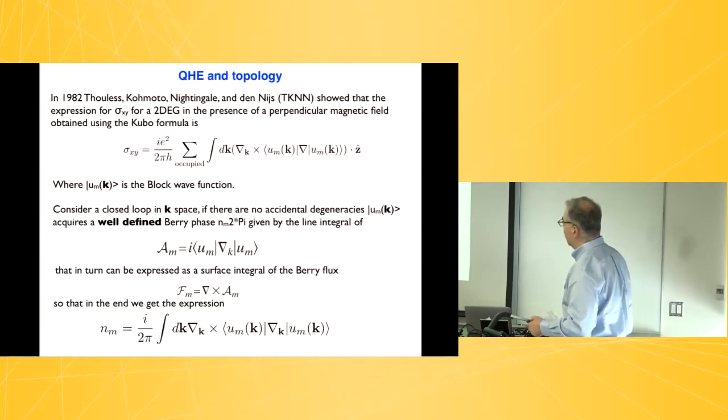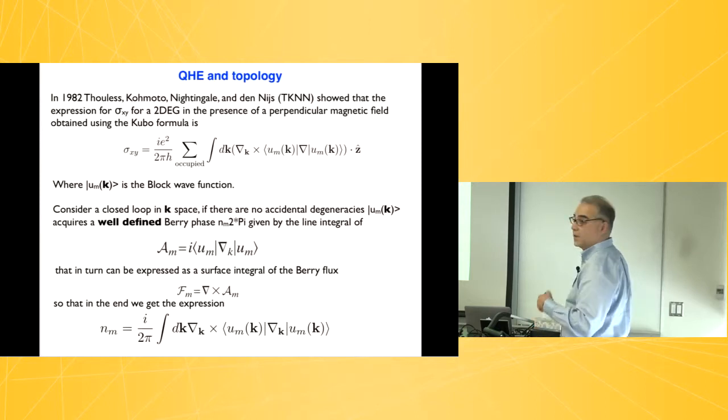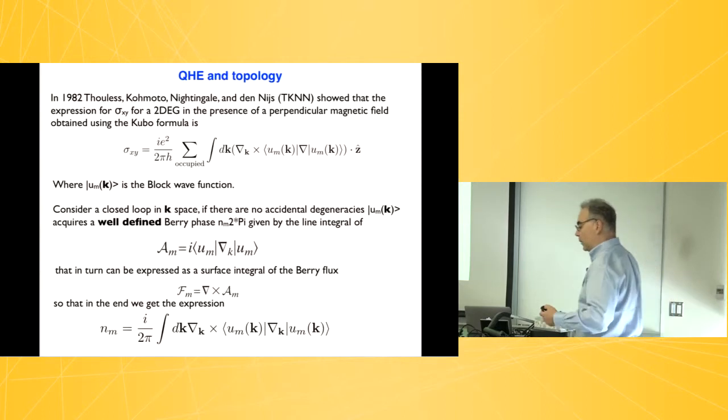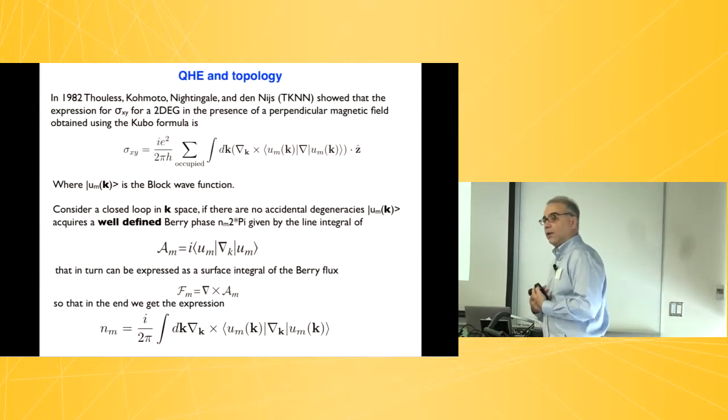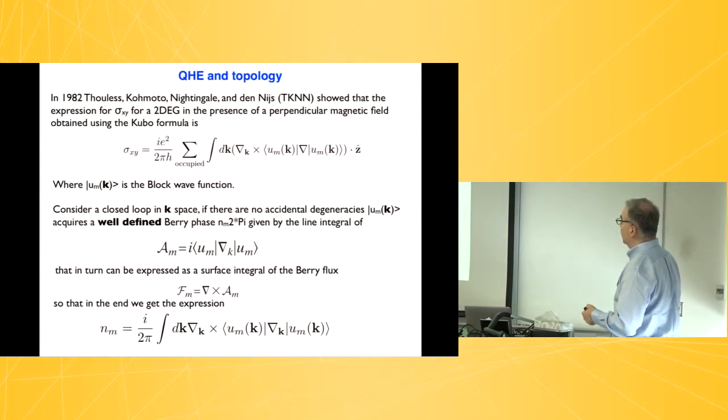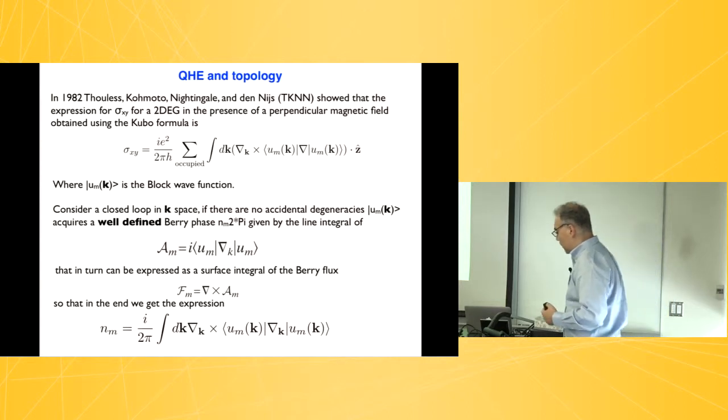So this is sigma xy, the Hall conductivity, and it can be expressed if you just use the Kubo formula. So basically use the same procedure that I mentioned in my second slide, linear response theory. Then you calculate the current correlator, and you can show that the Hall conductivity can be given by this expression, where u_m are the eigenstates of your system in band m and momentum k. So this is the gradient of the eigenstate u in band m with respect to k.